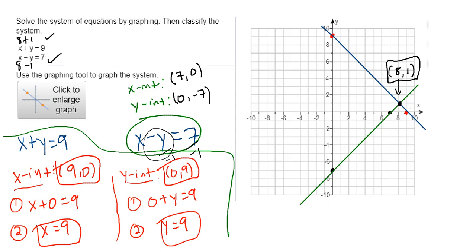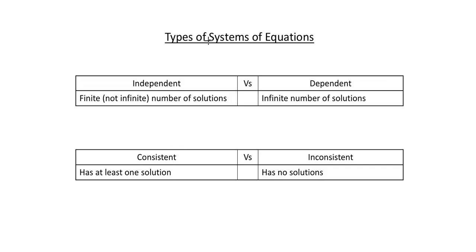Okay, so now it wants me to classify the system. There are two categories on which we will classify the system of equations. We'll either classify them as independent or dependent, and the way you determine which term is correct for your system of equations is based on how many solutions you're getting.